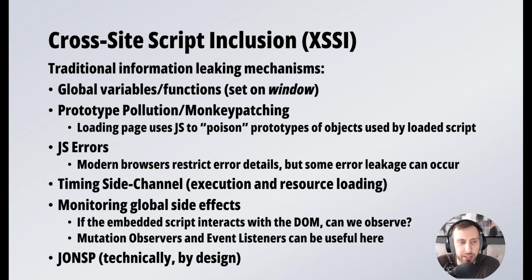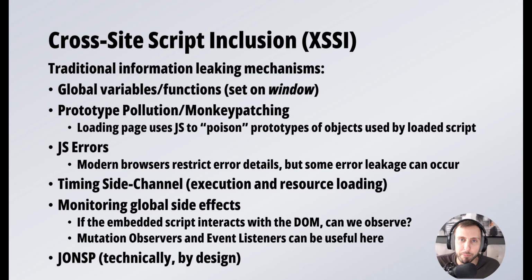Just looking at some of the information leaking mechanisms. If you set global variables or functions within a script that contains sensitive information and exposes sensitive information via those, that's something that can be accessed from an embedding site. Prototype pollution, what you might see referred to as monkey patching, loading pages. These are situations where the page that loads or embeds the JavaScript poisons the prototypes of objects used by the loaded script, and we'll look at an example of that in a moment.